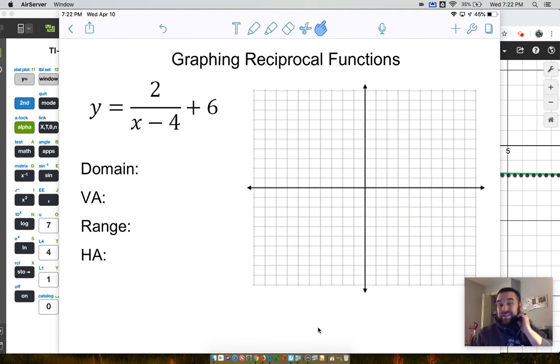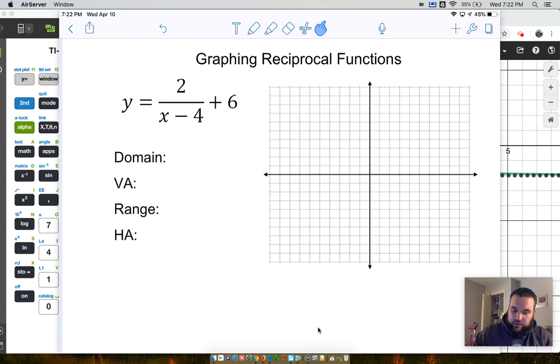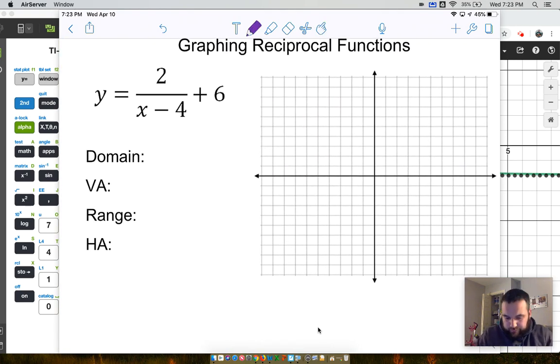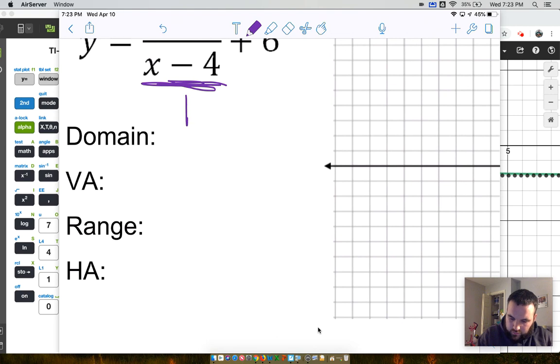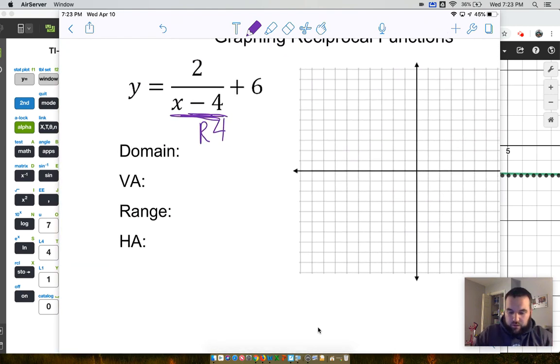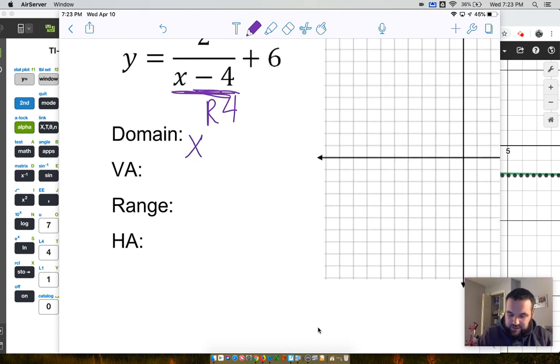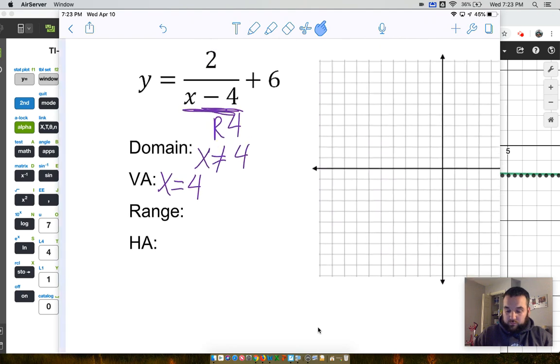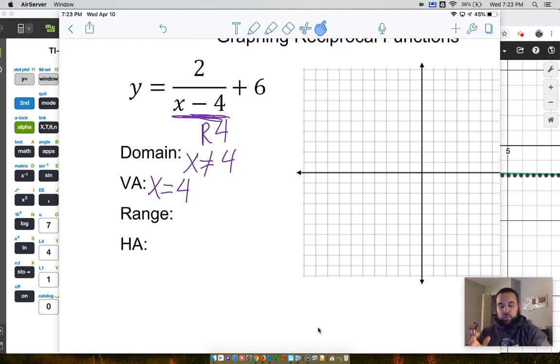Here's another way to do it, and I think this way is a little bit easier. I look at this x minus 4. I know that's going to shift everything to the right 4 units. Well, if the parent function can't equal 0 and I shift everything to the right, that means now my new domain is going to be x can't be 4, which means my vertical asymptote is x equals 4. That's what happens when I move everything to the right.